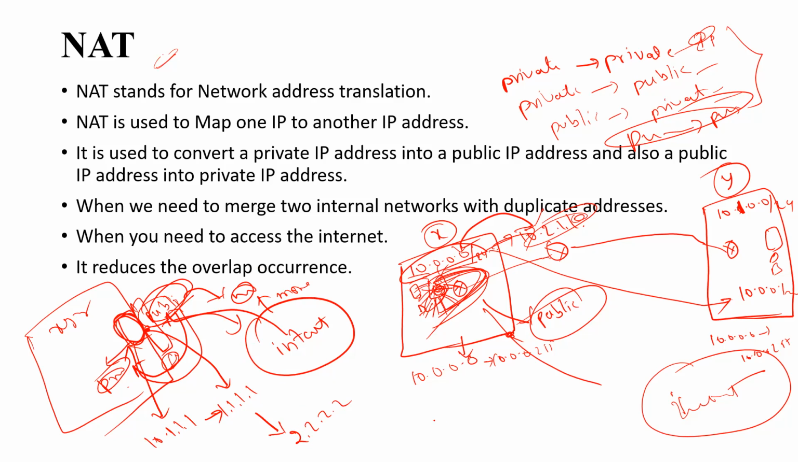So when users try to access, they will hit this IP address 2.2.2.2, and internally it will convert to 1.1.1.1, and again 1.1.1.1 to 10.1.1.1. So it's a kind of dual NAT or double NAT, we can call it.